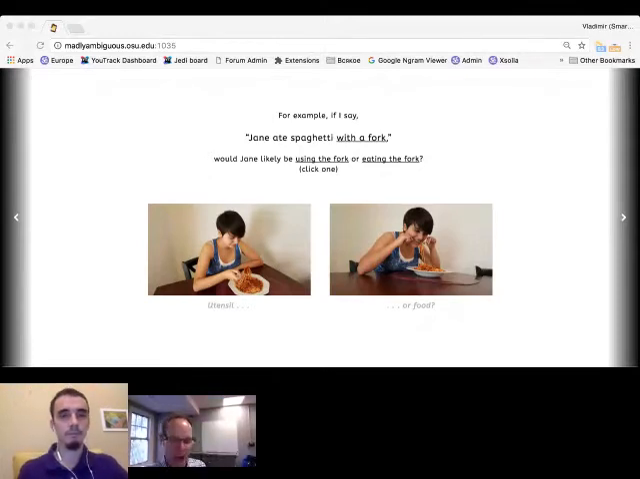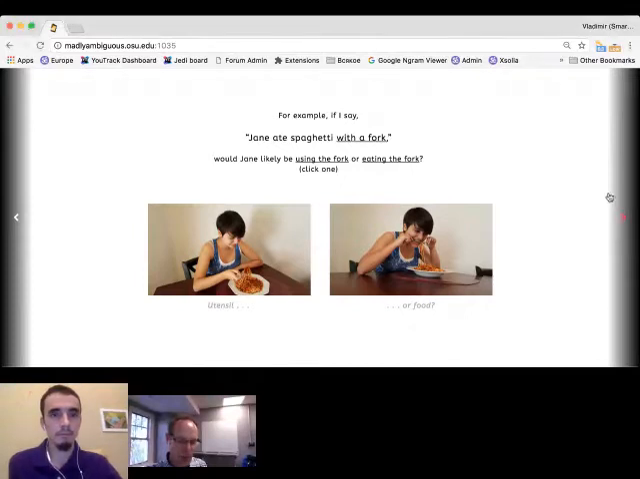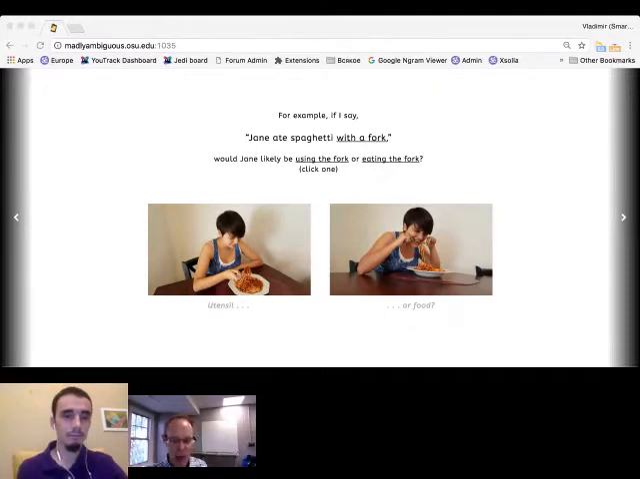So what's on the screen now? It's spaghetti. It's quite obvious to you and me that she would be using the fork, the utensil. It's what she's using to eat the spaghetti. But how do you know that she's not actually eating the fork, that it's not part of the dish? In a sense, like "Jane ate spaghetti with meatballs," it's the same. You've got a prepositional phrase with "with" and then a noun phrase, meatballs. And there, the meatballs are part of the dish. So there are these two possible interpretations, and it's totally obvious what is usually meant.